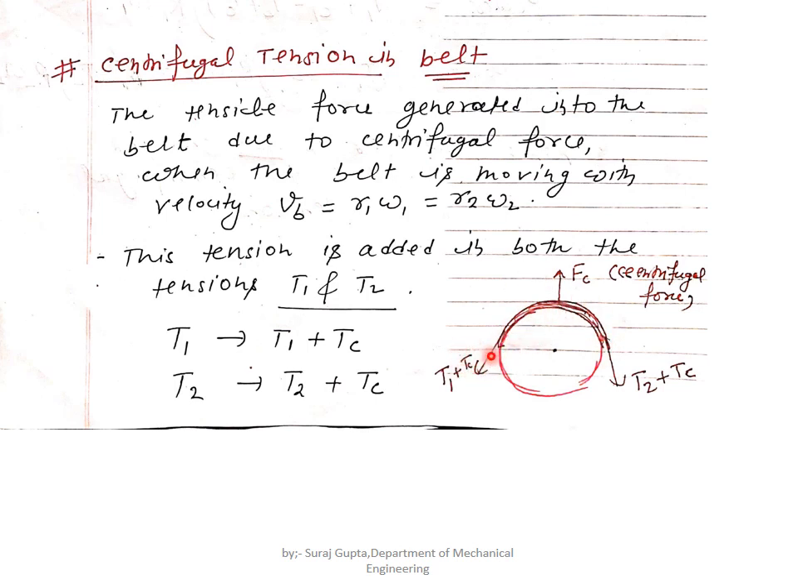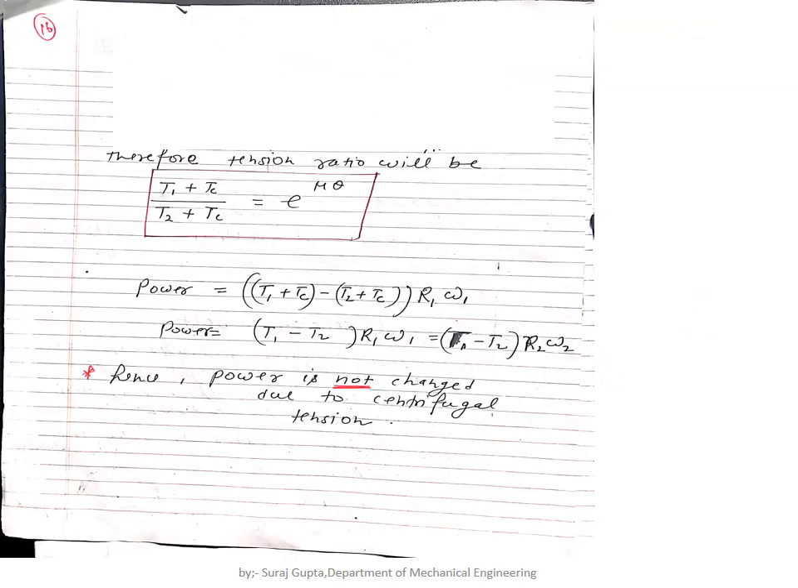So there will be a tension. This is Tc and this is Tc. We already have T1 and T2, but due to centrifugal force there will be centrifugal tension. So this T1 will be converted into T1 plus Tc, and this T2 will convert into T2 plus Tc. This tension is added to both tensions, T1 and T2. This value will be T1 max, and this value will be T2 max. Therefore, the tension ratio will be (T1 plus Tc) divided by (T2 plus Tc), which equals e raised to mu theta.